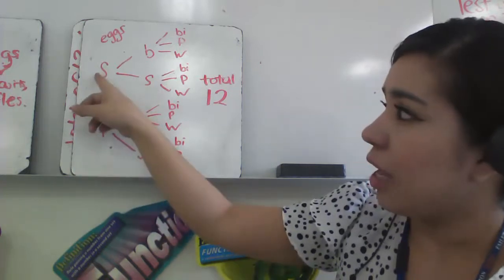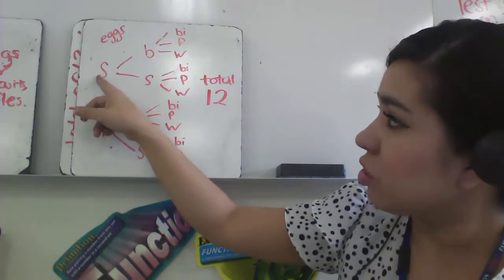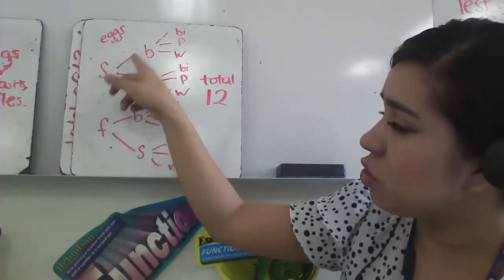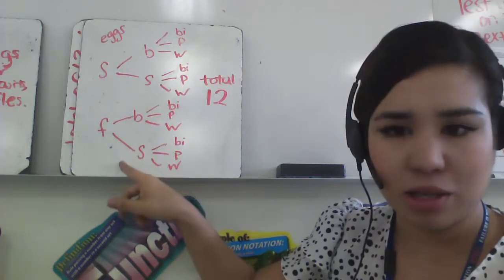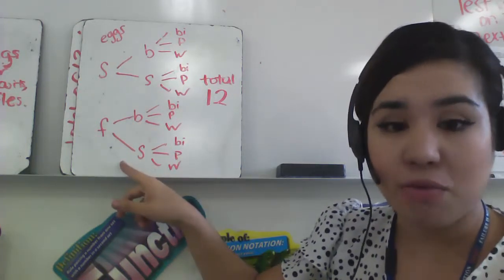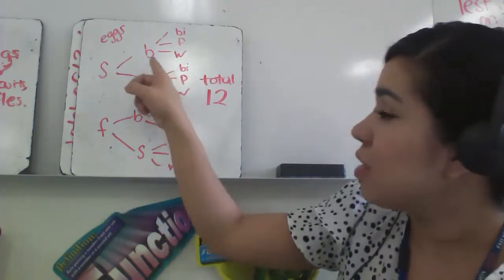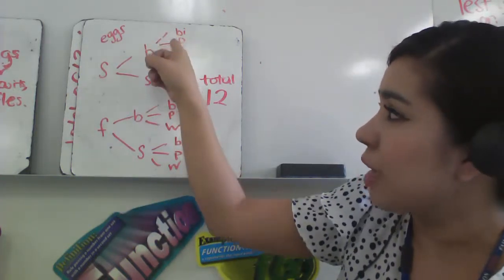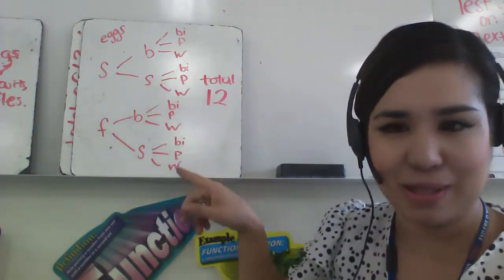Then from here, I have two more options. I have to choose between bacon and sausage. So from here, I drew two lines and I put bacon and sausage. From fried eggs, I put bacon and sausage. And then from there, I have three more choices I can make. I can choose waffles, pancakes, or biscuits. So for this, I can put biscuits, pancakes, waffles, biscuits, pancakes, waffles, and so on.